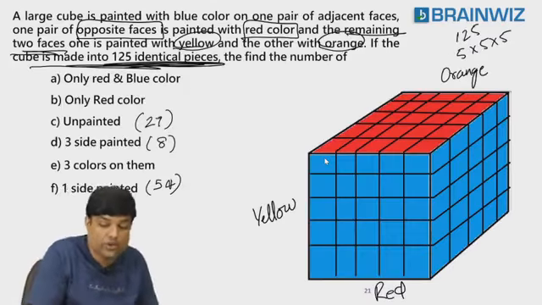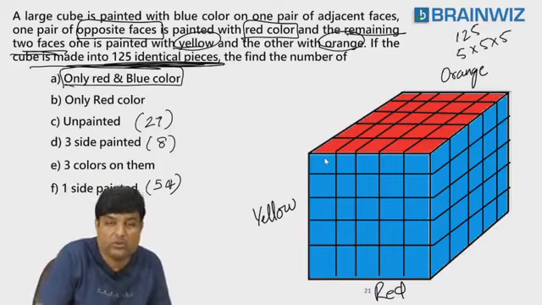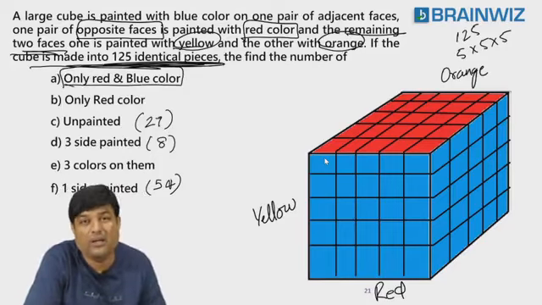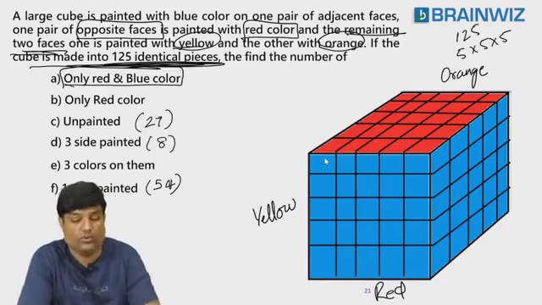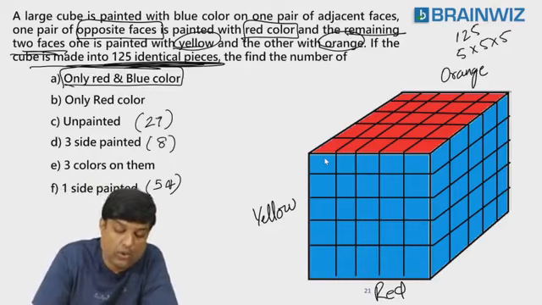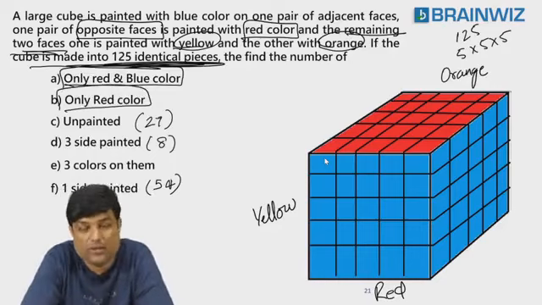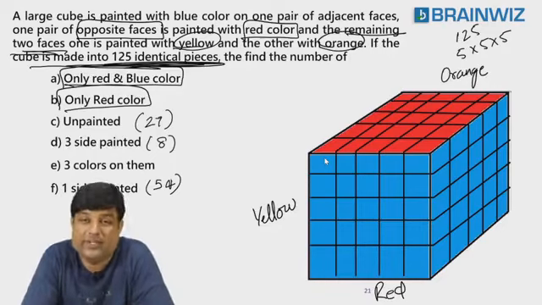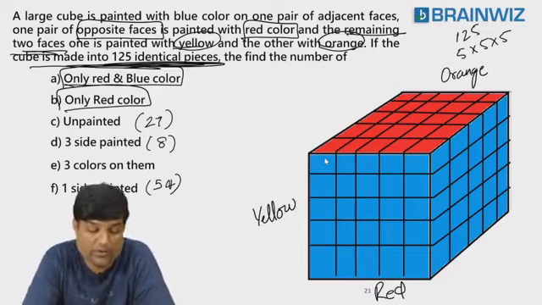What is the first question? Only red and blue. Your formula? No. Are you understanding, everybody? Yes or no? Now, only red color. Your formula? No. Students, for doing these questions, you have to count literally. We have to count literally.